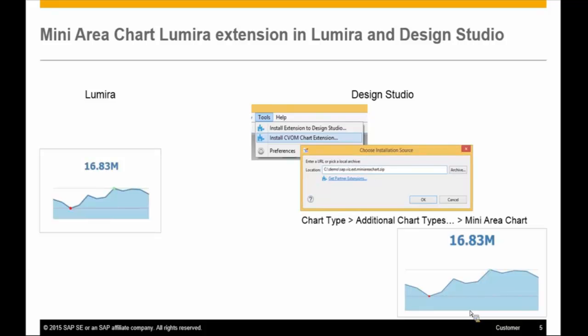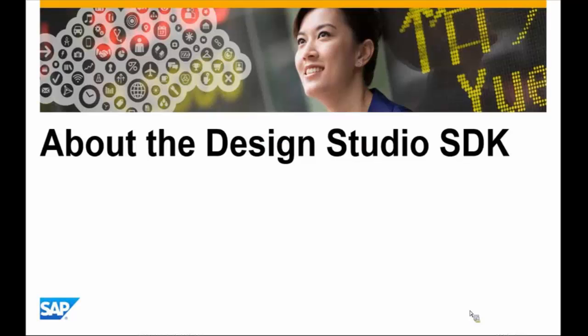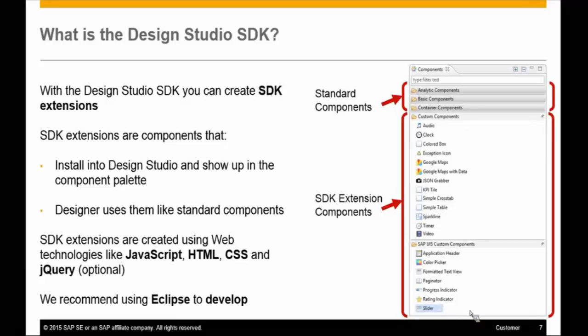Once you've got that file, which is a zip file, you can download it, you can install it into Lumira, and then through Design Studio, as a designer, you can actually install it as well. So we've just shown you the high-level steps there. You can go to the Tools menu, install the extension, and then once you've done that, you use it. It actually gets added, the Lumira extensions, into the regular charts. So you bring in a regular Design Studio chart, you change the chart type to additional chart types, and then you'll be able to find your Lumira extension as well, and then use that like you would with any other component. But this session is about the SDK, so let's actually look a bit more into the SDK itself.